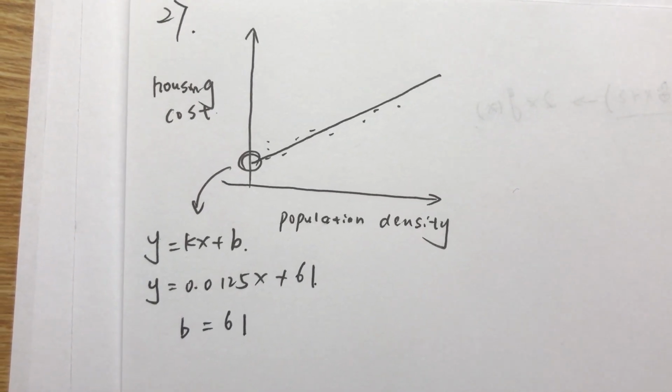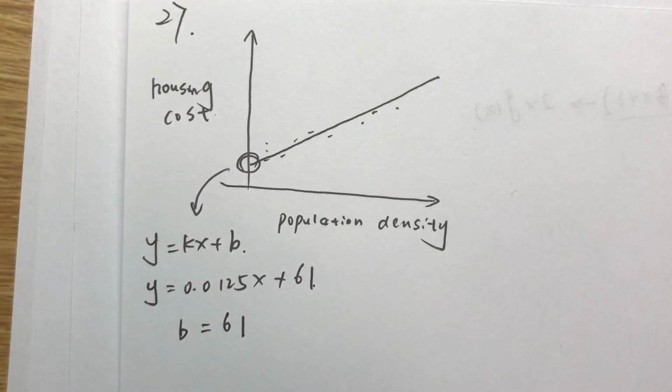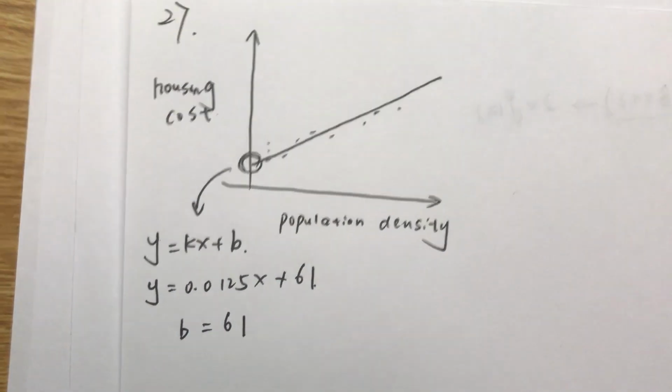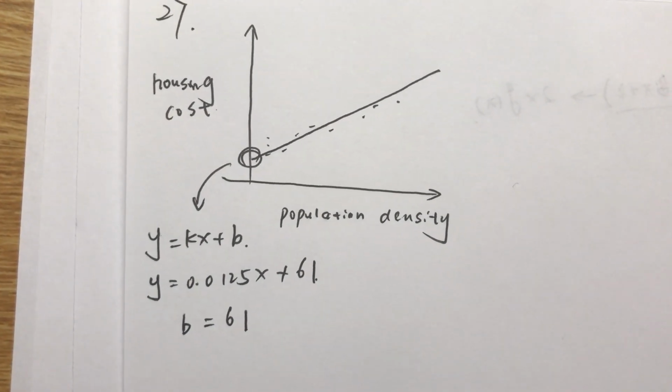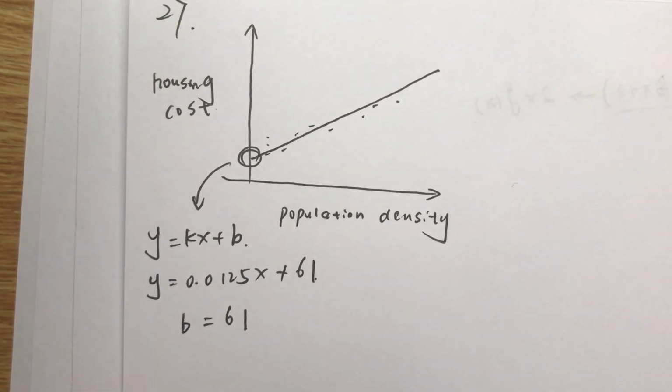The correct answer is D. In 2005, even in cities with low population densities, housing costs were likely at least 61% of the national average. So why do we choose this?